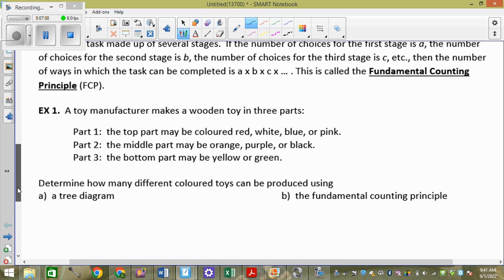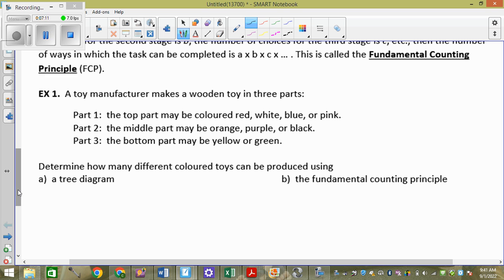So we have a toy manufacturer that makes a wooden toy in 3 parts. Now this is the key thing. You need to choose one option from every part in order to use the fundamental counting principle. So this toy has 3 parts. If all I could do was choose part 1 and then I'd have a toy, you can't use fundamental counting. Or if you could have 2 middle parts, you can't use the fundamental counting principle. So the key thing here is you need to have each part, and you need to pick at maximum and at minimum only one option. So you need to have one option of choice from each of these pieces, okay?